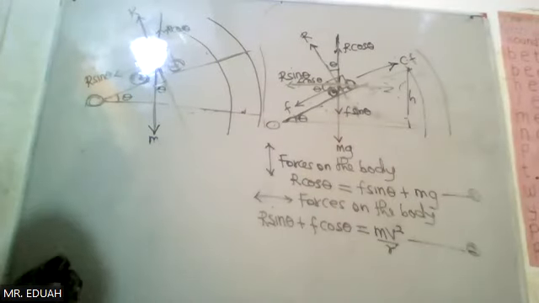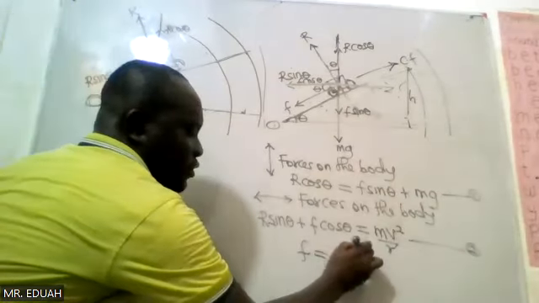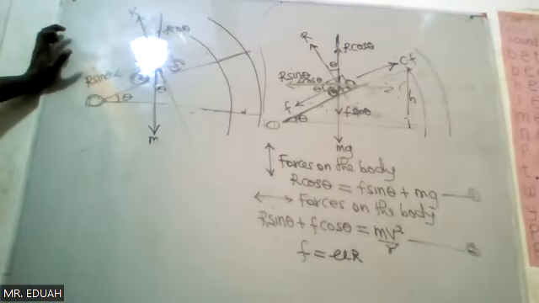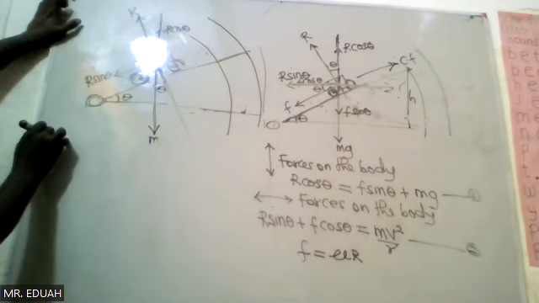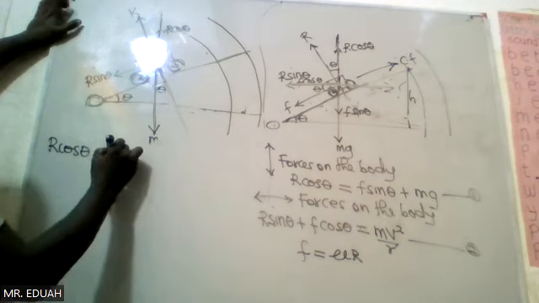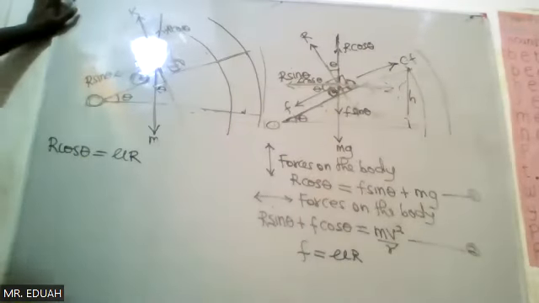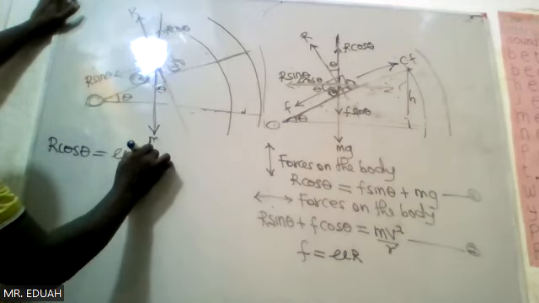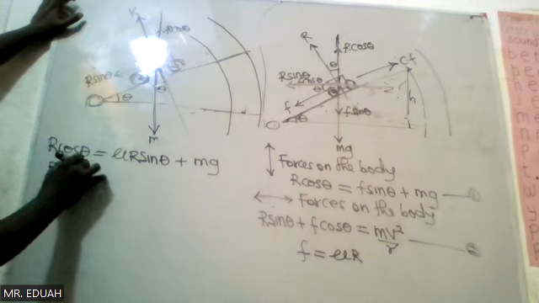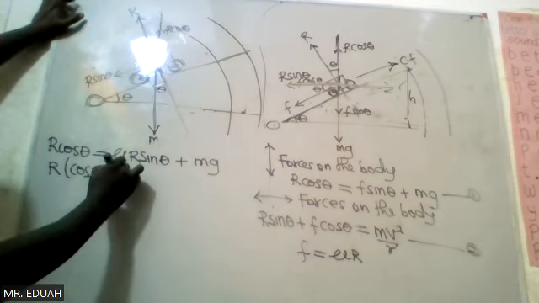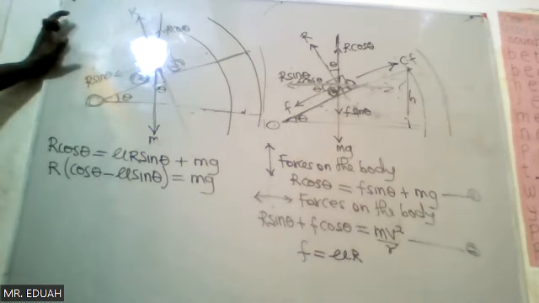So now, frictional force F is equal to coefficient of friction times normal reaction. For equation one, R cos theta is equal to mu R, I'm substituting mu R for F here, mu R sine theta plus mg. So R out, R times cos theta minus mu sine theta is equal to mg. I'm just grouping R and R's.